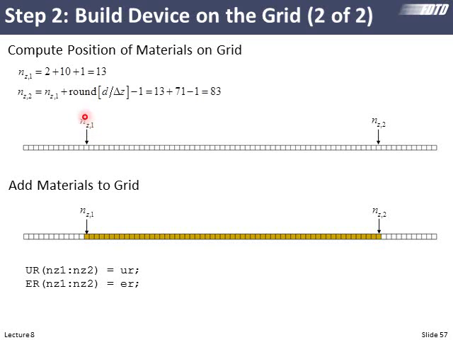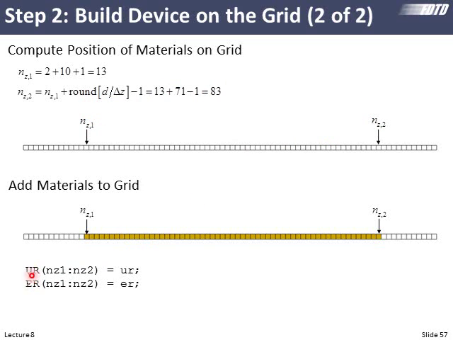Then how do we calculate NZ2? It's NZ1 plus how many cells wide that is. And we just calculated this will be 71. And then we subtract one so we're not off by one cell. Again, we talked about that subtracting one in the MATLAB lectures. So the stop index will be 83. So we need to fill in from 13 up to 83.